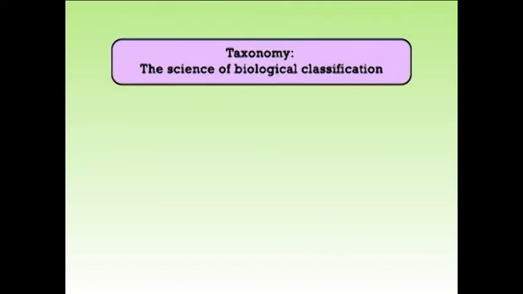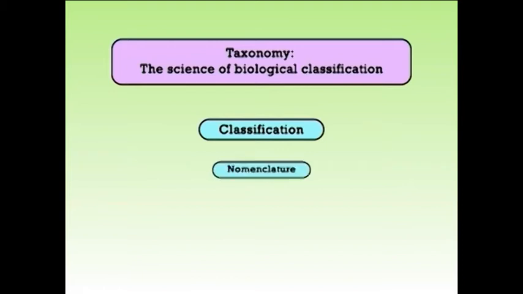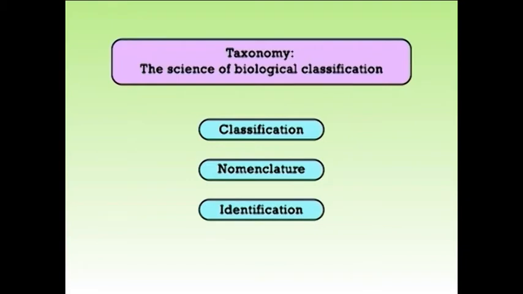As living organisms are composed of a huge diversity of organisms, it is desirable to classify or arrange them into groups based on their mutual similarities. Such an arrangement of organisms into groups is known as taxonomy. So we can also define taxonomy as the science of biological classification, and it consists of three main parts. The first one is classification, the second is nomenclature, and the third one is identification. So we'll see what all these three are.